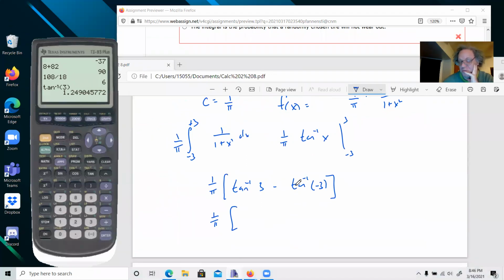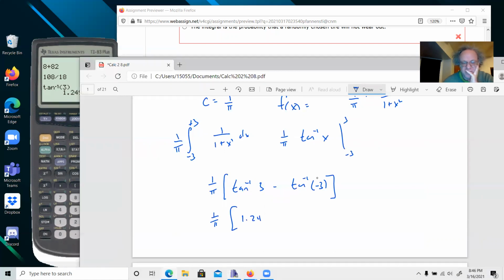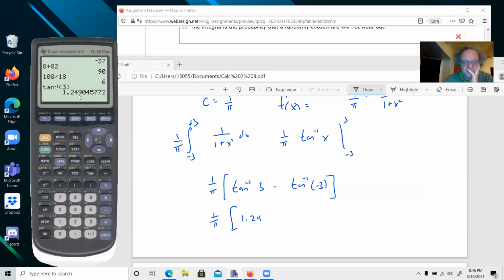If they don't want any decimal places, if they want exact, we're done at this point. All right. Actually, we can do a little bit more. I'll let you say, oh yeah, that's right, when I get there. Okay, so this is 1.250. All right, 1.250.